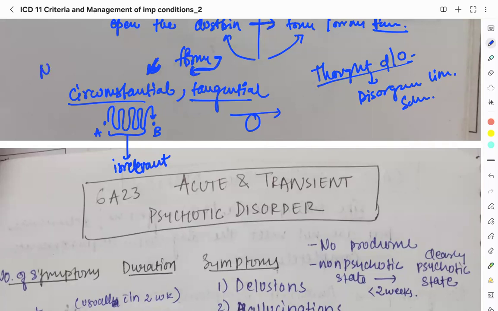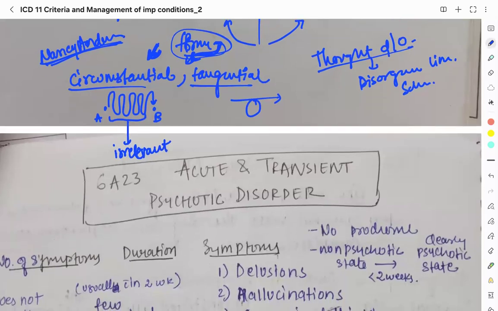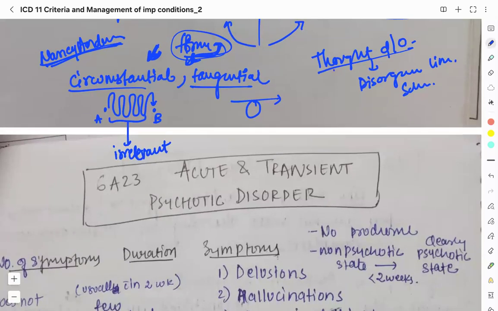In Nancy Anderson's article, I don't remember the exact year, so I won't mention it. In Nancy Anderson's article, she mentions all of these disorders of thought. So we have thought flow, we have form, and we have content, right? So these come under disorders of formal thought.